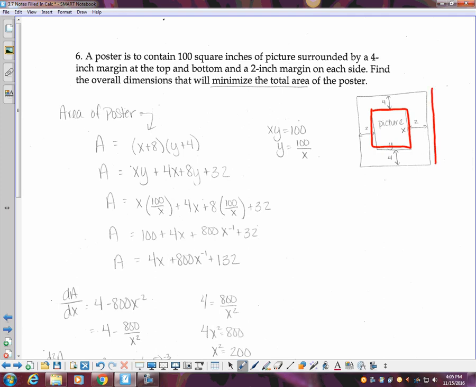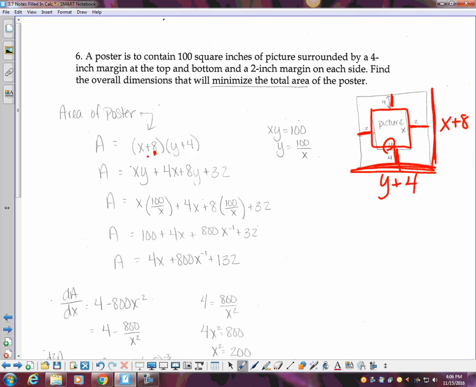So the area of the whole poster, this is going to be x plus 4 and 4. So it's going to be x plus 8. And this is going to be y plus the 2 and the 2, so y plus 4. So that's the dimensions of the whole poster. So I've got my x plus 8, my y plus 4, and I multiply them out. Now be careful, this is not x plus 8 times x plus 4. So x times y, xy, 4x, 8y, 32. None of them are like terms. I can't combine any of them together.